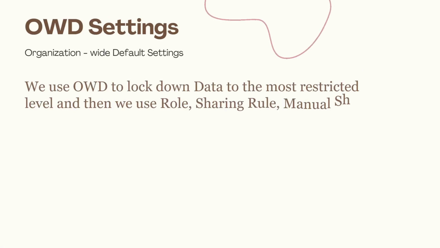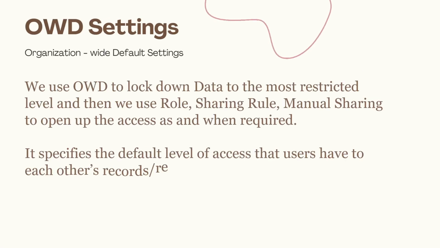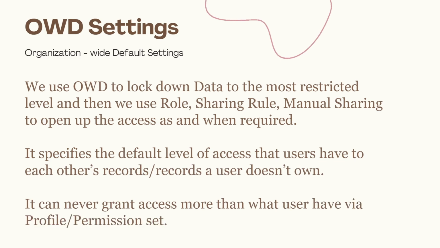So OWD setting stands for organization wide default setting. Basically this is the setting by which we control how the records will be shown, editable, or shared among the users inside Salesforce. So we use OWD to lock down data to the most restricted level, and then we use roles, sharing rules, manual sharing, or Apex sharing to open up the access as and when required.